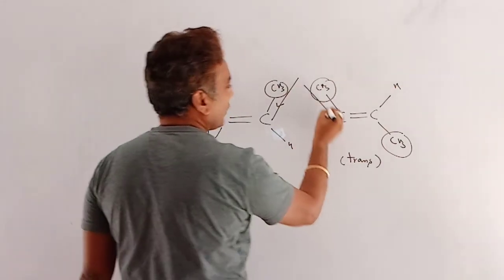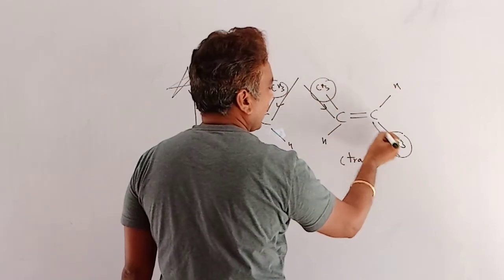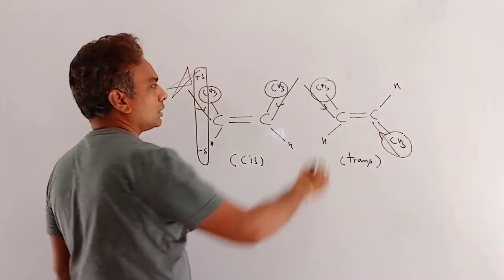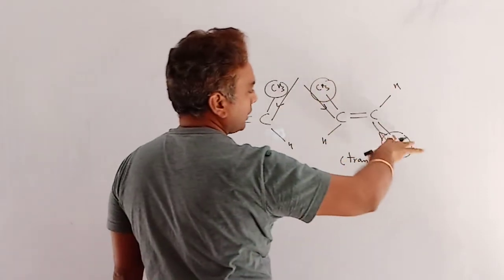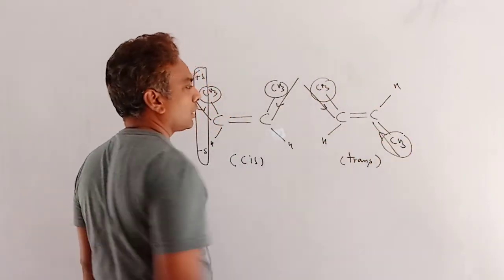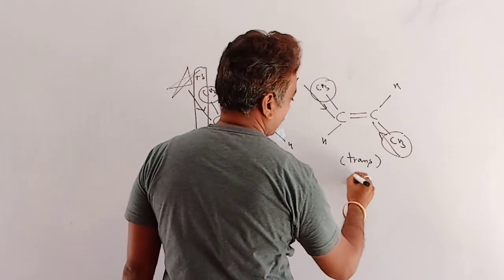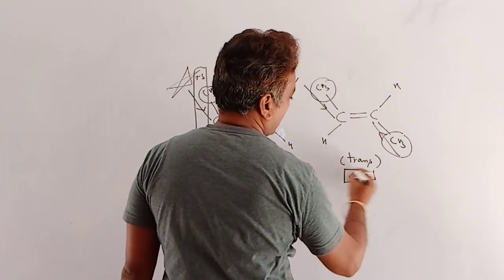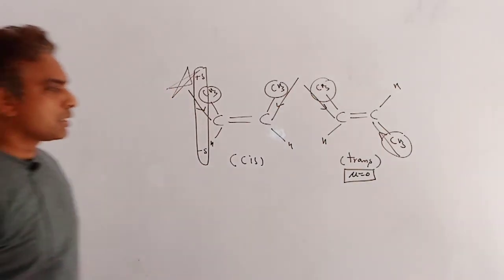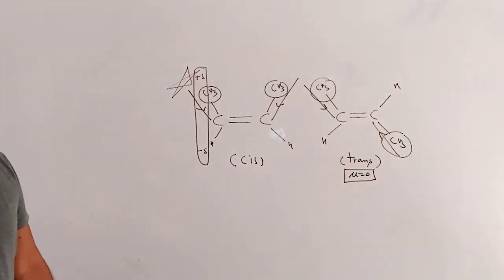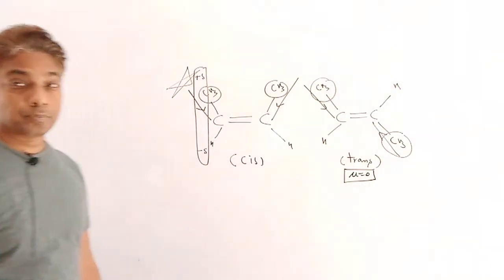But in case of trans butene, polarity will be cancelled out, since one methyl pushes the shared electron downwardly, whilst this methyl group pushes the shared electron upwardly. So polarity will be cancelled and the dipole moment of trans butene is 0. Clear?